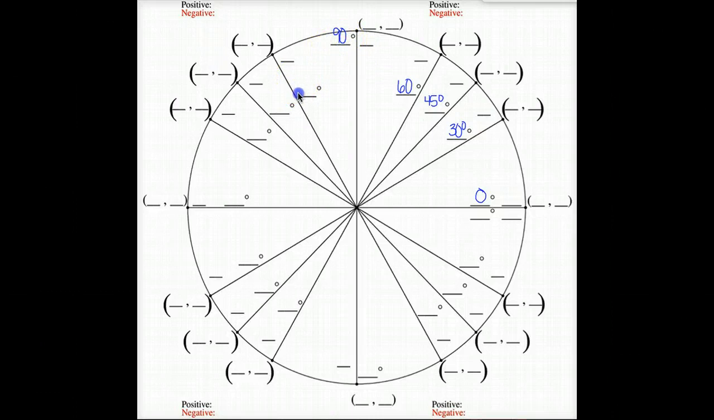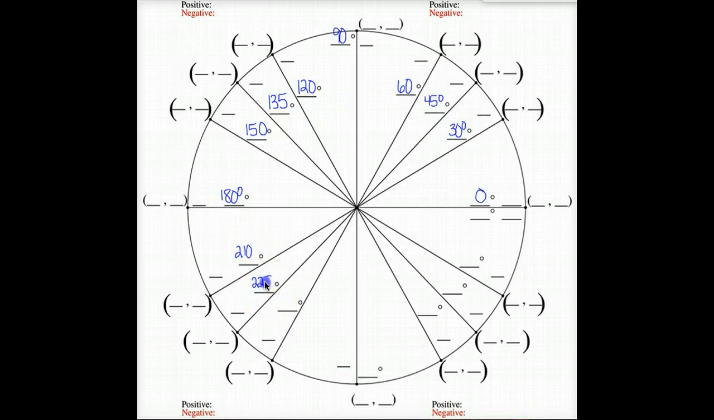So then this is 30 degrees past 90, so 120. This one's 135, 150, 180. 30 degrees past 180 is 210.